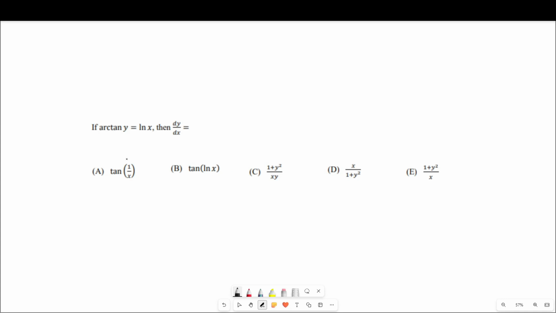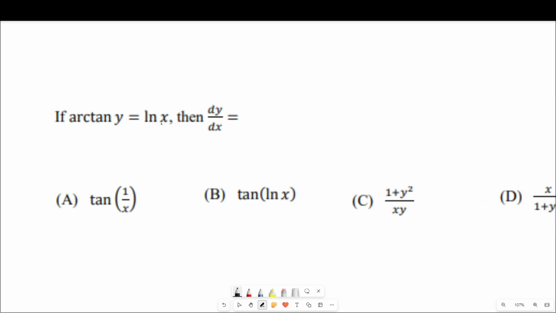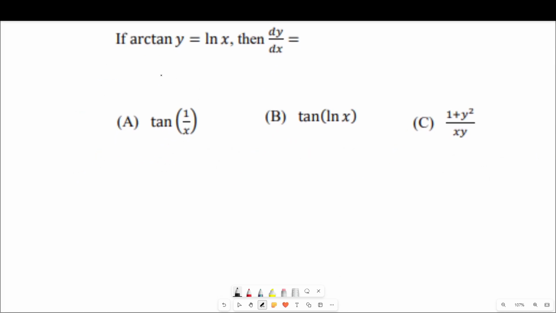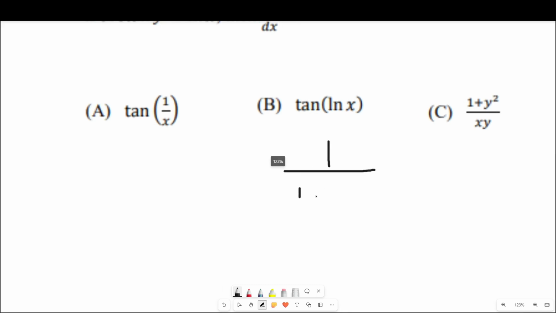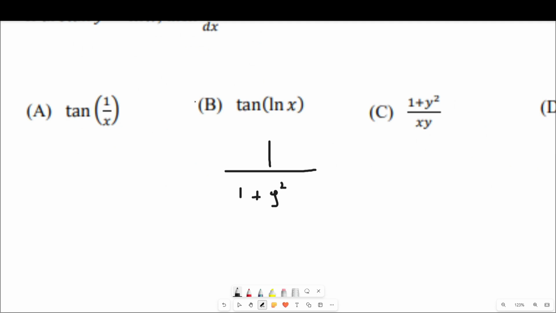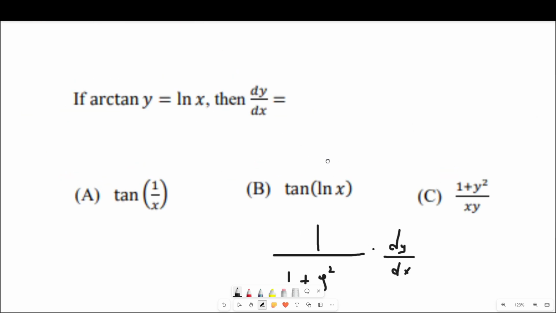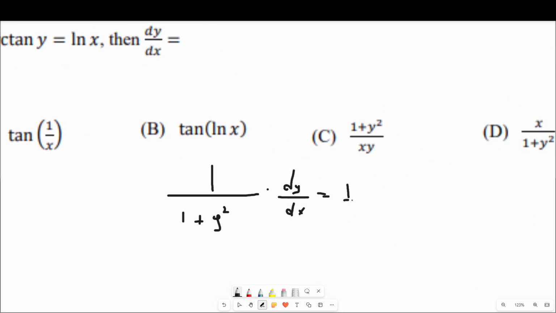Alright, next question is the inverse of tan y equals ln x. So we're going to use implicit differentiation because we have y as an argument and x. So the derivative of inverse of tan y is going to be 1 over 1 plus y squared, and we have to use chain rule because y is an inner function, so it's just going to be times dy over dx. And then equals the derivative of ln x, which is 1 over x.